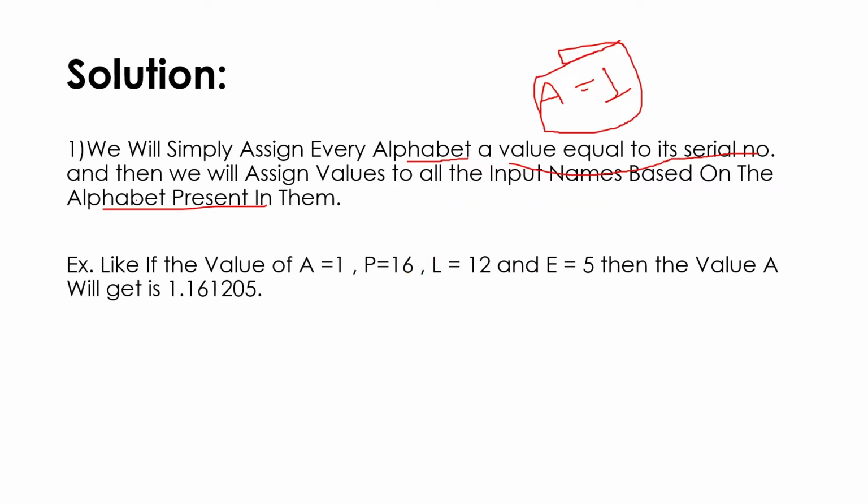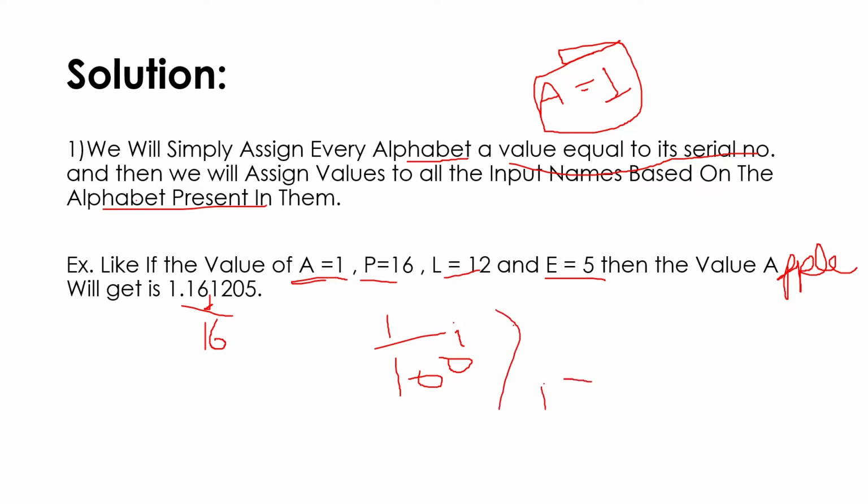For example, if the values of A, P, L and E are given, then the value of apple would be, as you can see, A means 1 point, P means 16, and again P means 16, so there will be 16 also, and then L means 12, and then E means 5, which is 05. Remember, you can say that we are adding them after dividing by 100, or you can say 100 to the power i, where i starts from 0.